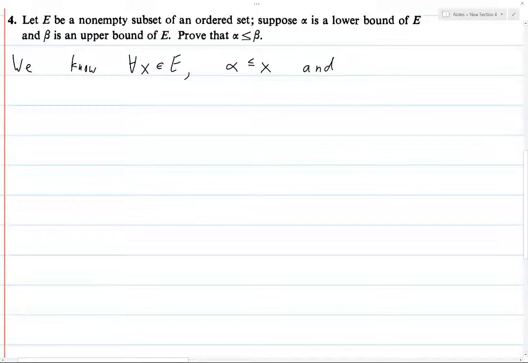And what else? We also know that beta is an upper bound, which means that x must be less than or equal to beta. Okay? So, let's see here. Prove that alpha is less than or equal to beta.